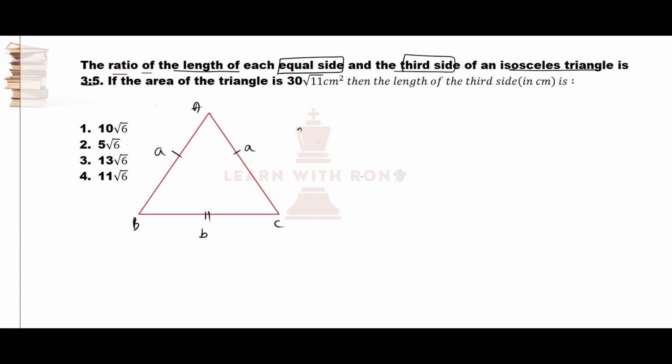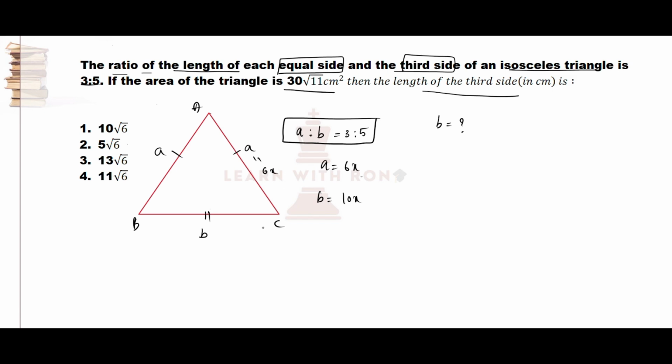This ratio, equal side to third side, they have given as 3:5. Okay, and also given the area of the triangle. They asked us to find the length of the third side, which means the b value. If I assume the a value as 6x and the b value as 10x, then also the ratio will be the same. See, x gets cancelled, 2 threes and 2 fives. So I assumed a as 6x and b as 10x.